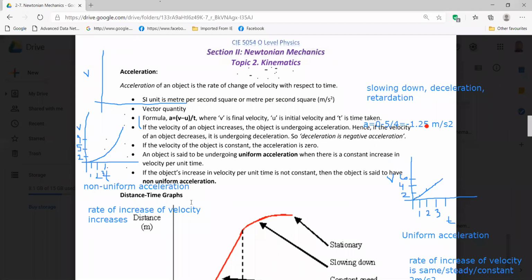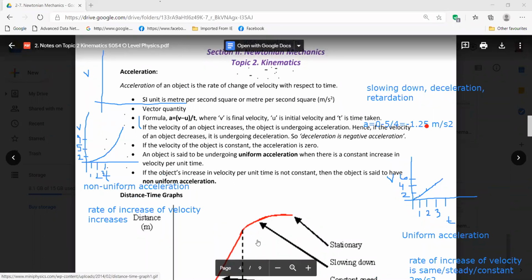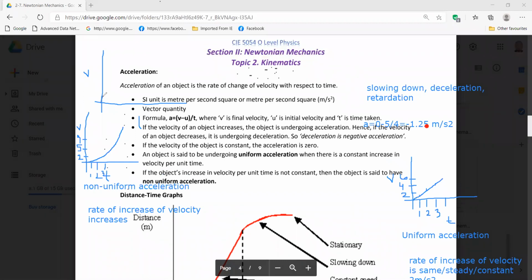Okay, very good. Now look, we can have also the third shape. This time I'm not giving you the values, just showing the shape. So this one is also increasing the velocity, right? But the curve is not like before. The curve is going a little bit less steep. So the velocity is increasing, but the increasing rate is less. So that one is also non-uniform acceleration.